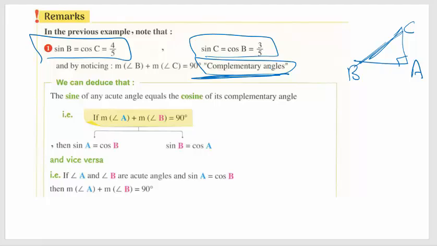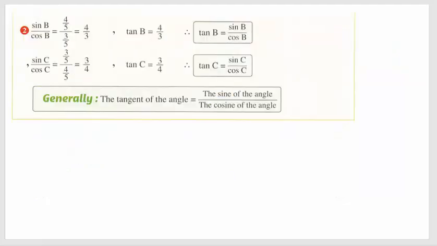So we have a very important note here. Take care of this point, please. If I have two angles whose sum equals 90 degrees, then you will find that sine the first angle equals cosine the second angle, and vice versa. Cosine the first angle equals sine the second angle. This means that the two angles are complementary, or their sum equals 90 degrees.